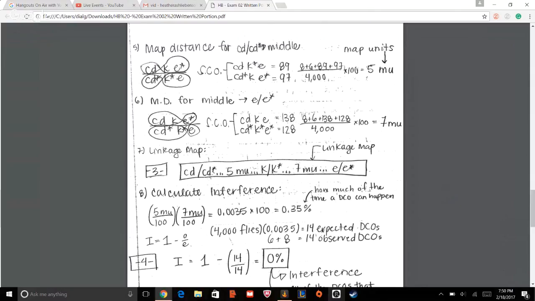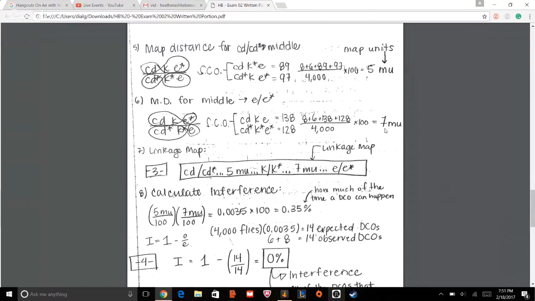Then for part 6, what we do is you look for the map distance from the middle to the other end. And so you can see we do it from the other end here. Get the genotypes. And we have the other single crossovers, CD, KE, CD star, K star, E star, and their corresponding frequencies. And we do the same thing as in step 5. 8 plus 6 plus 138 plus 128 divided by 4,000 total flies times 100 equals 7 map units.